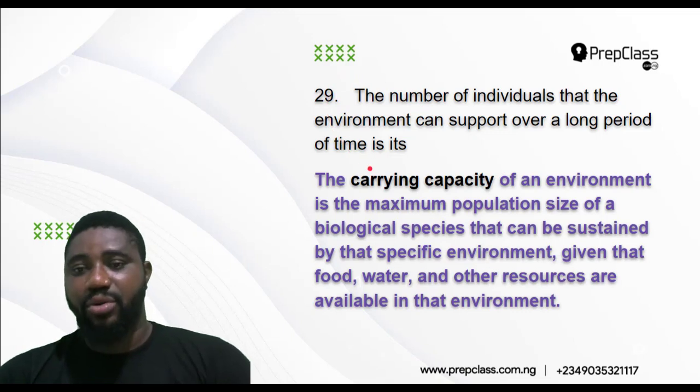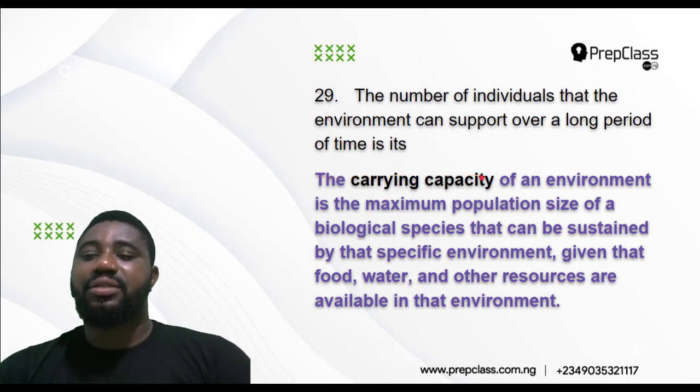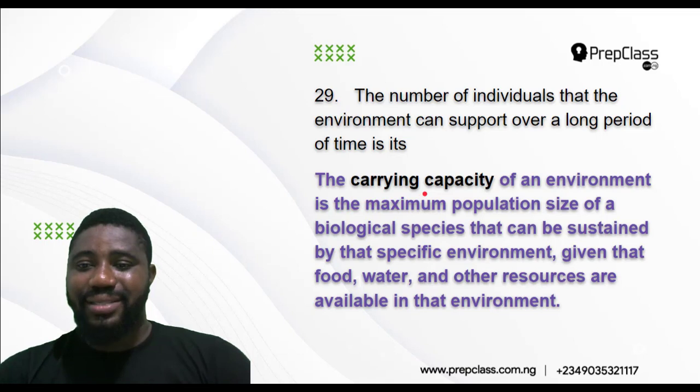That's carrying capacity. Now the carrying capacity of an environment is the maximum population size of a biological species that can be sustained by that specific environment, given that food, water, and other resources are available in that environment.